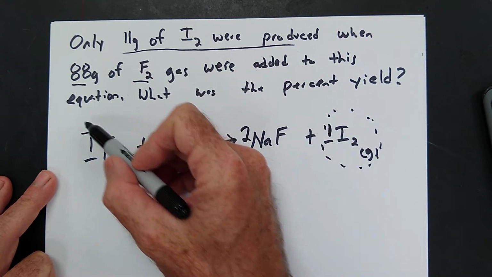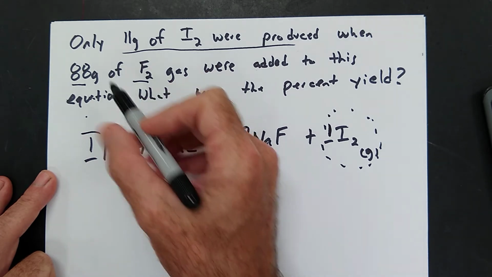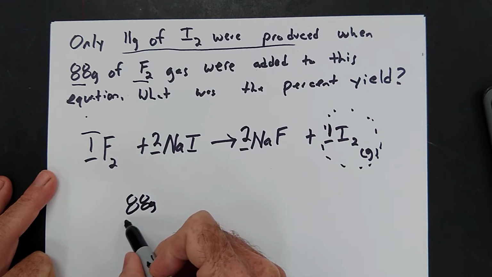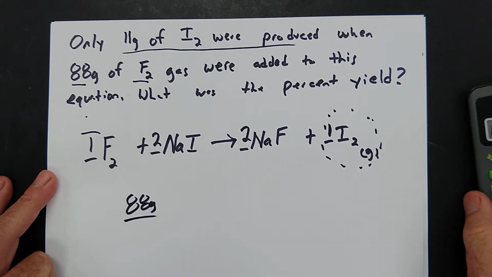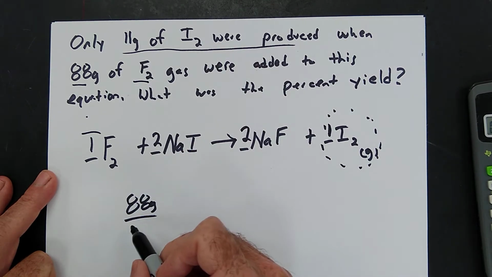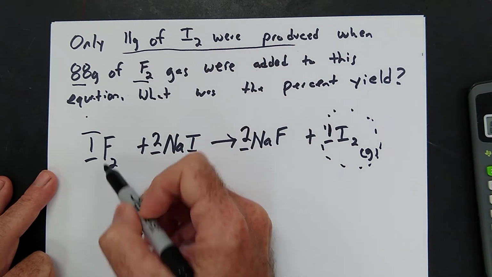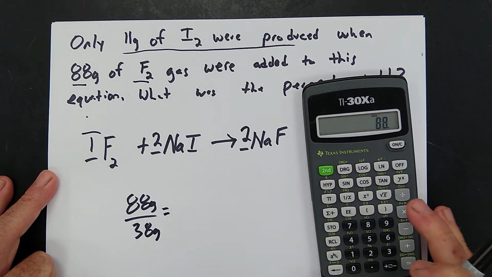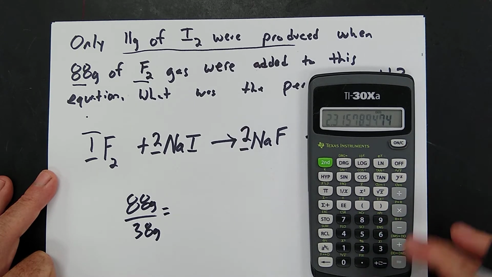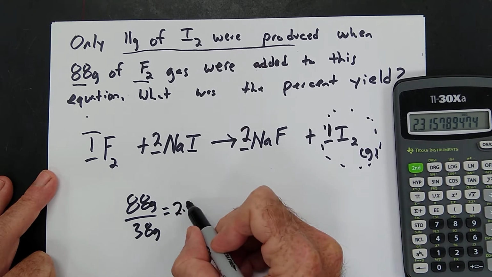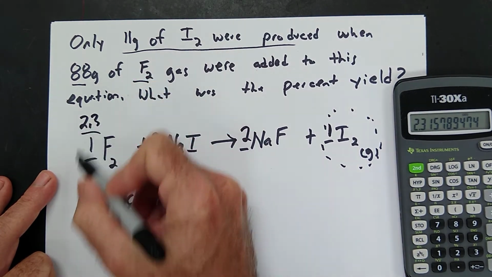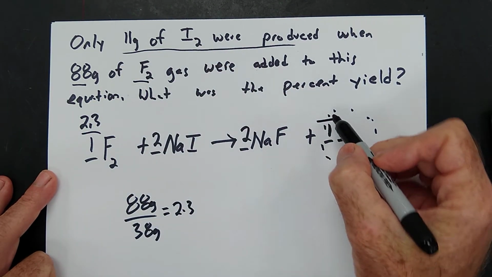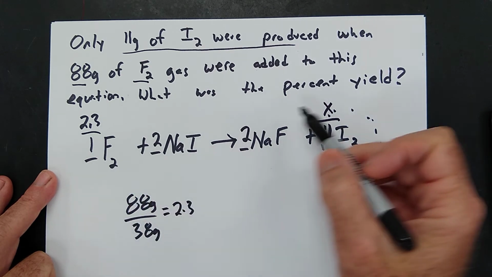Okay, we've got to figure out how many moles of fluorine that is, 88 grams. How are we going to convert 88 grams to moles? We're going to divide by the weight of fluorine gas. F2 would weigh 38 grams because that's 19 times 2. So, see, 88 divided by 38 equals 2.3. So 2.3 moles. 2.3 is to 1 as X is to 1.